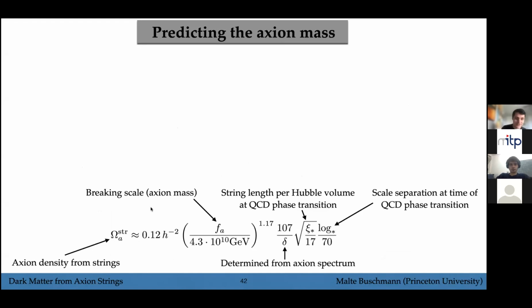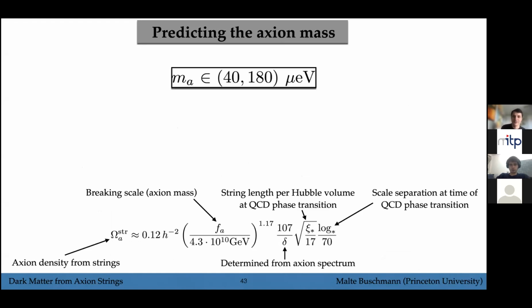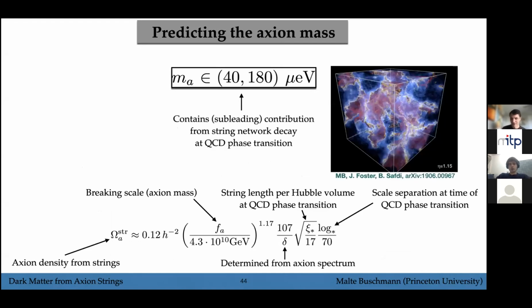So this is really the formula. You have that determined from the Axion spectrum. You have the log of 70 at the QCD phase transition. You determine that from your Axion string length. If you plug in the numbers, we find a value somewhere between 14 and 180 micro eV. And that does contain extra subleading contributions from, for example, the string network decay, something that we had simulated a couple of years ago.